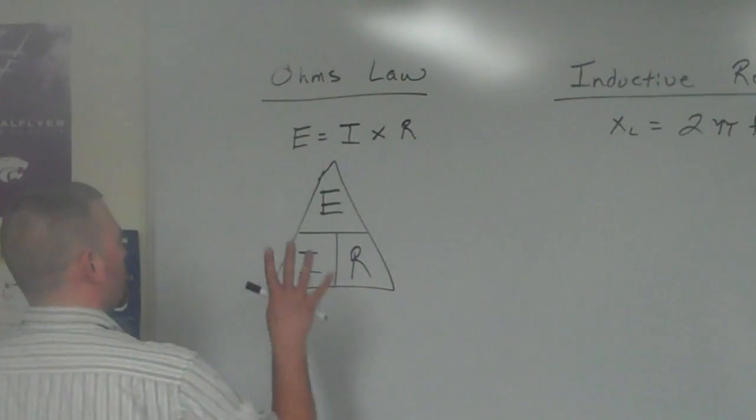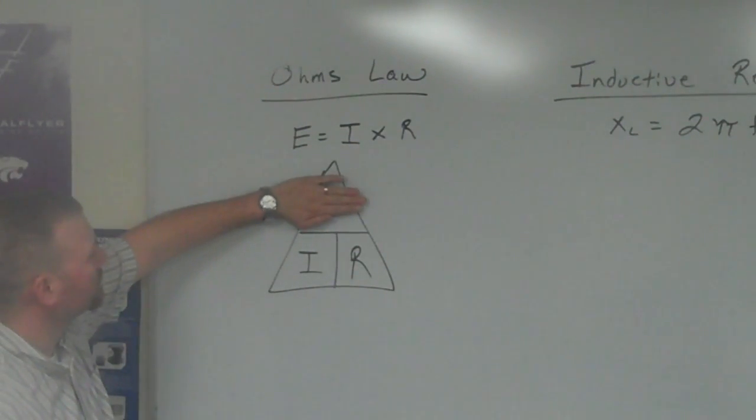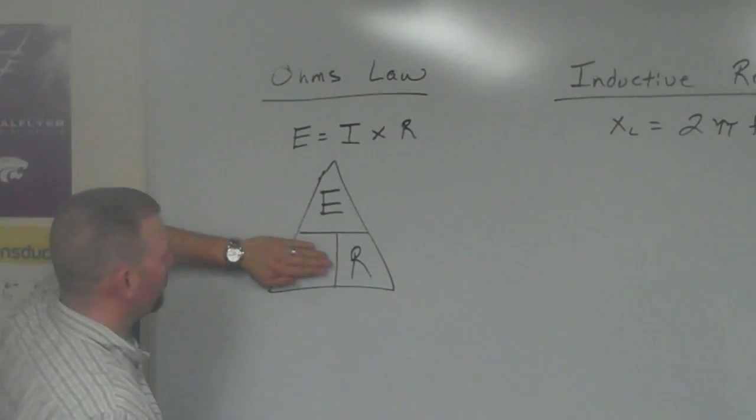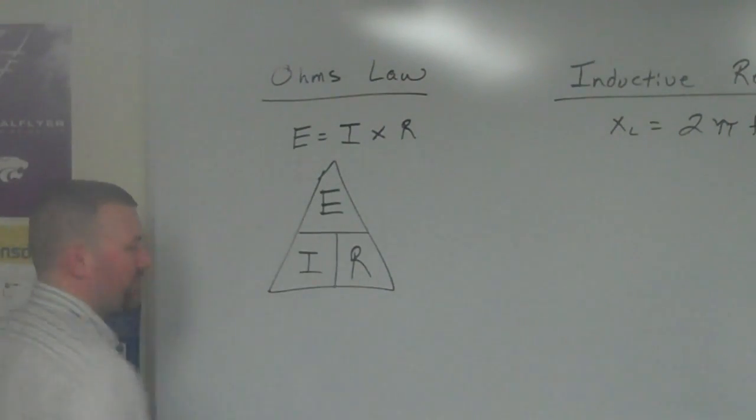So, if we were looking at the Ohm's law triangle here, we would say if we want to calculate for volts, we would cover up the E and it would be I times R. If we were going to calculate for I, it'd be E divided by R. Same way with R, E divided by I.